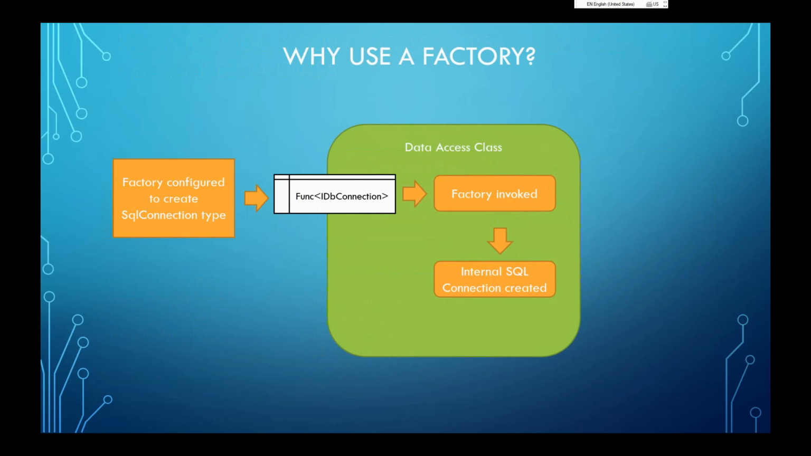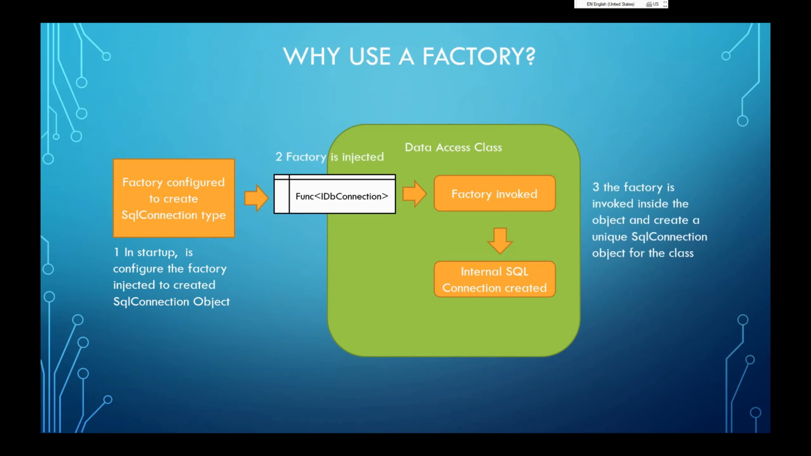But why do we bother to create a factory of the class? Well, this guarantees that the concrete object instance in the class is only used in the class. We can configure the factory for IDB connection in the startup class to create, for example, a SQL connection type. Then we pass the configurable factory of IDB connection inside the class by injection, and inside the class the parameter is executed and an internal SQL connection object is created and ready to be used. This object is not shared with other instances of the class. Let's see this in the code.